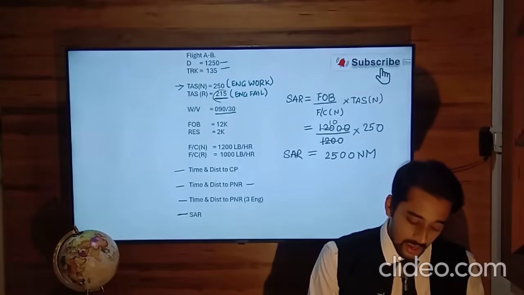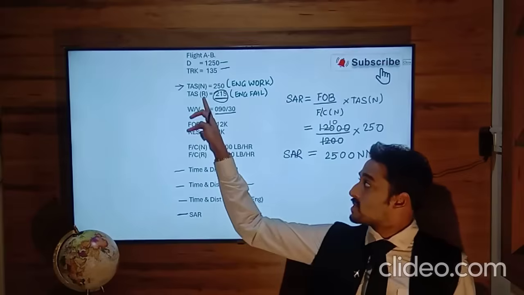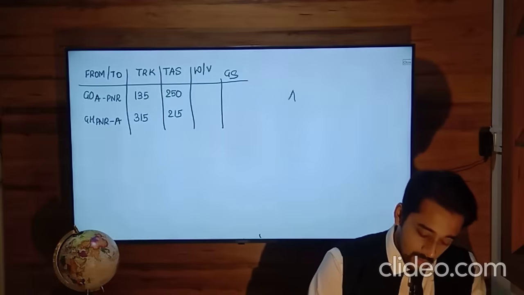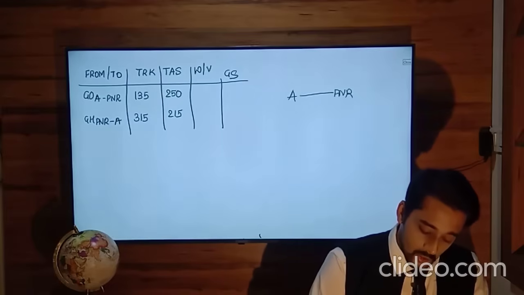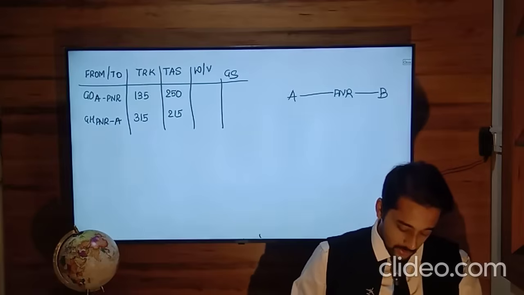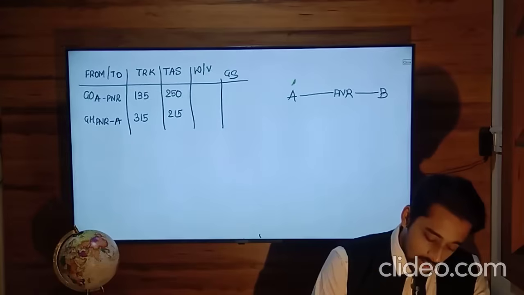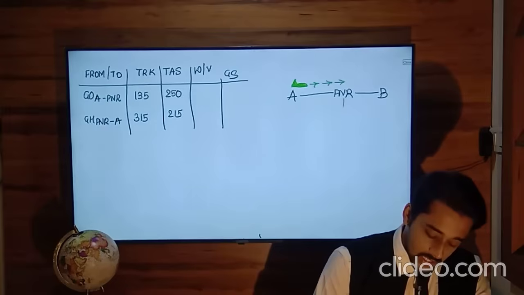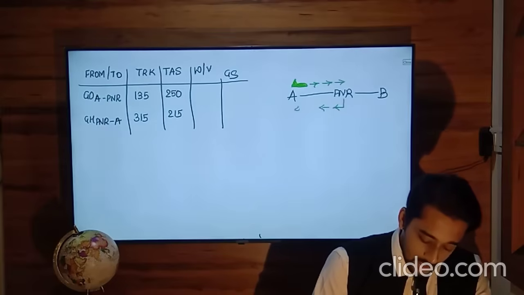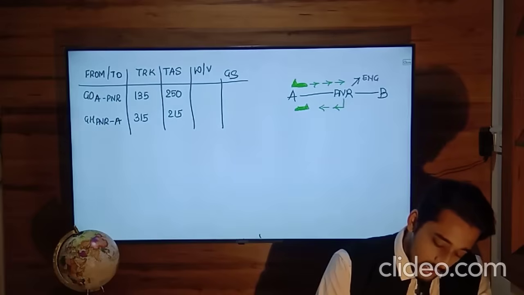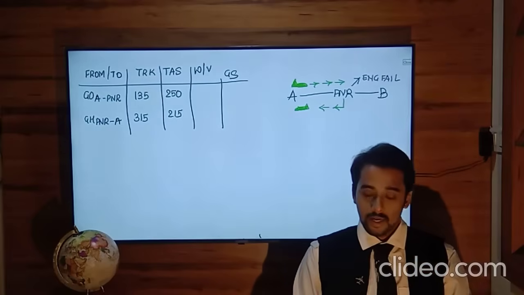Now homebound speed, why have we taken 215? Because that is a reduced task. We have considered that coming homebound, that is A to PNR and PNR to A. So when going from A to PNR, our engines are working normally. All engines are working. At PNR, we suffer an engine failure and we come back to point A. That was our origin. So that's why when coming back to point A, we will use reduced task. And that reduced task I have written.